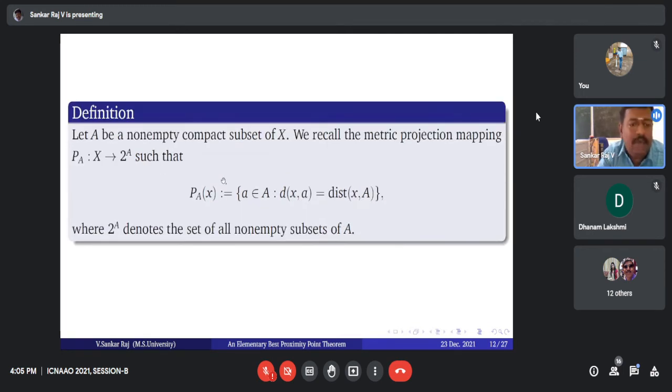Now I'll take another thing: let A be a non-empty compact subset of X. Note that in all the statements I'm giving here, I'm assuming a very strong condition. The set need not be compact, but I am assuming it because I am going to work only with this setting, as I'm going to generalize this theorem only.